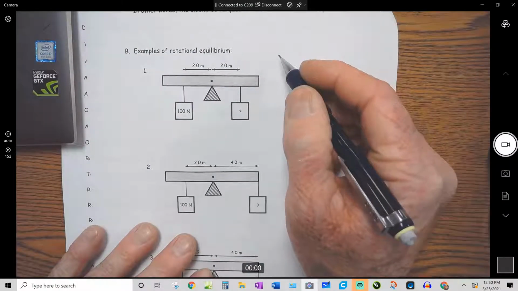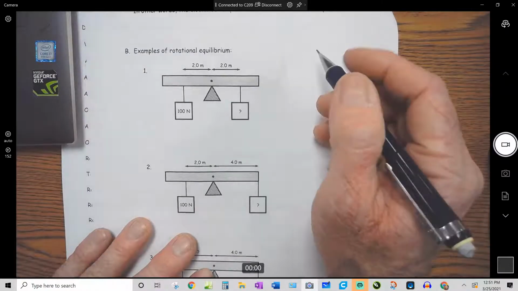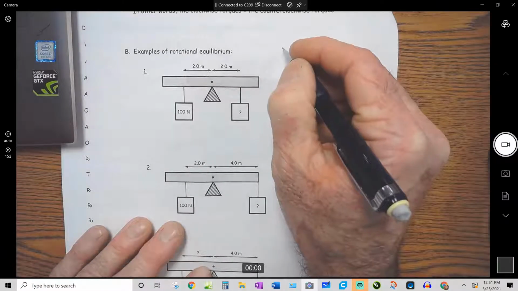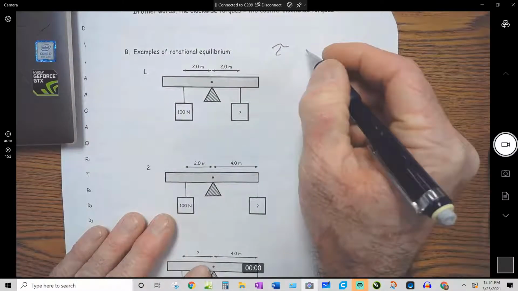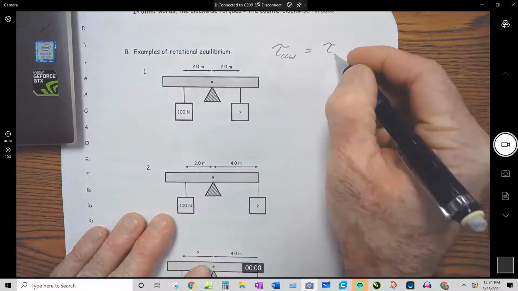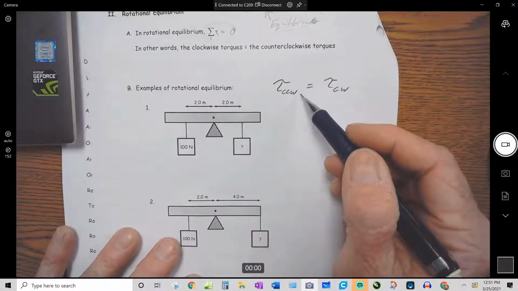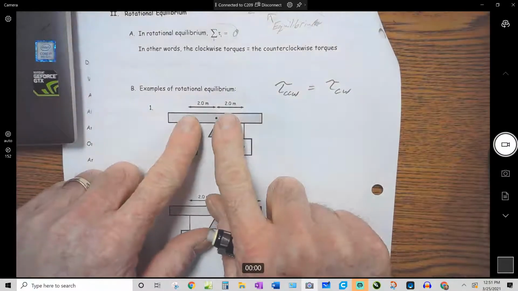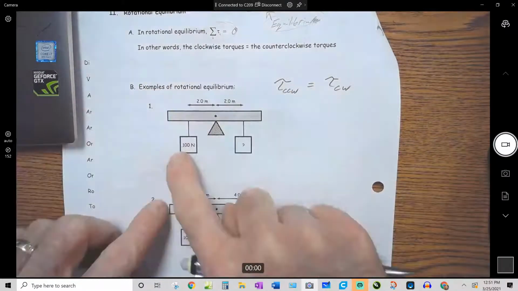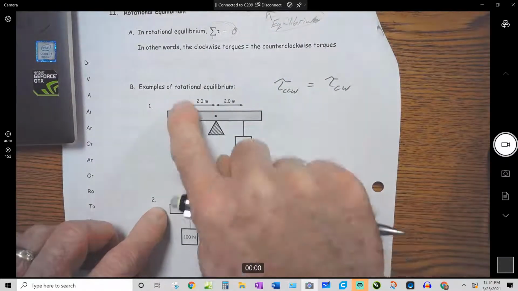And the way I'm going to do it is a little bit different. If you look at Mr. Pennington's notes, he likes to start out saying clockwise torque equals counterclockwise torque, but I like to do it the other way, and I'll explain why. So I'm going to start out with counterclockwise torque equals clockwise torque. So this is the condition for rotational equilibrium. If we want to balance this thing, then whatever is tending to twist this counterclockwise like this has to be equal to whatever is tending to twist it clockwise like that.